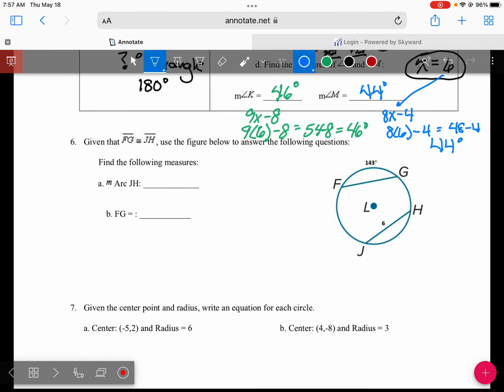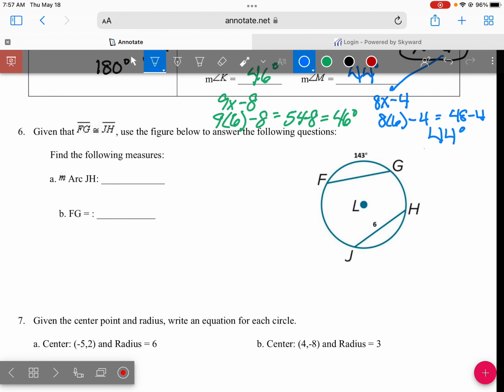I don't think we've done 6, have we? Given that line segment FG, right here, is congruent to line segment JH, what does that mean when I say they're congruent? They're the same length. So since we know they're the same length, let's jump down to B. Find the following measures. So what is the length of FG if they are congruent? 6. Yeah. If they're congruent, that means they have the same measure. So they are the same length.